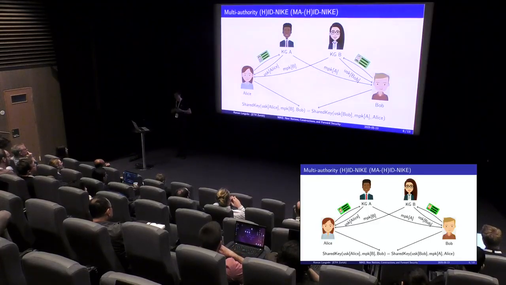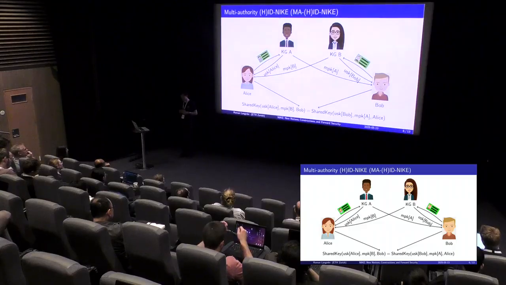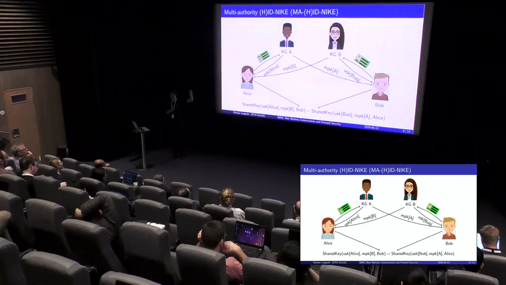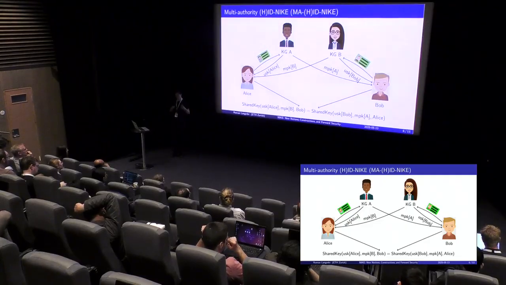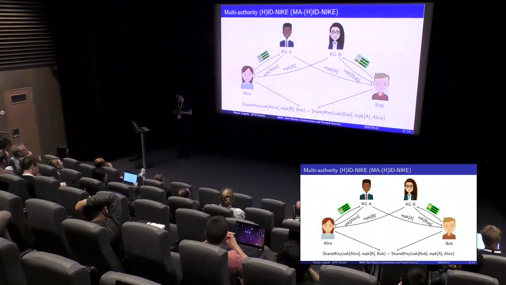So in our work, we now introduce a new notion that we call multi-authority identity-based Nike, and add an H for the hierarchical variant. And it basically solves exactly the problem that I presented with the two companies before. So now we can have two users that use different key generators to derive their user secret key. And additionally, we ask each key generator to issue a master public key. Then two users can derive a common shared key using their own user secret key, the master public key of the other user's key generator, and the identity of the other user. And with this, I hope it's very obvious that the company example I presented before is solved.